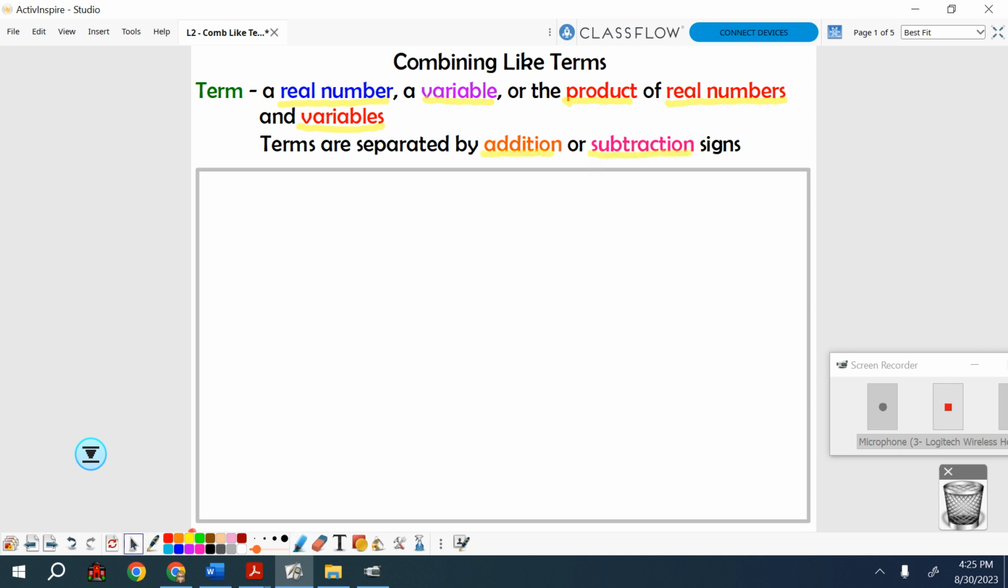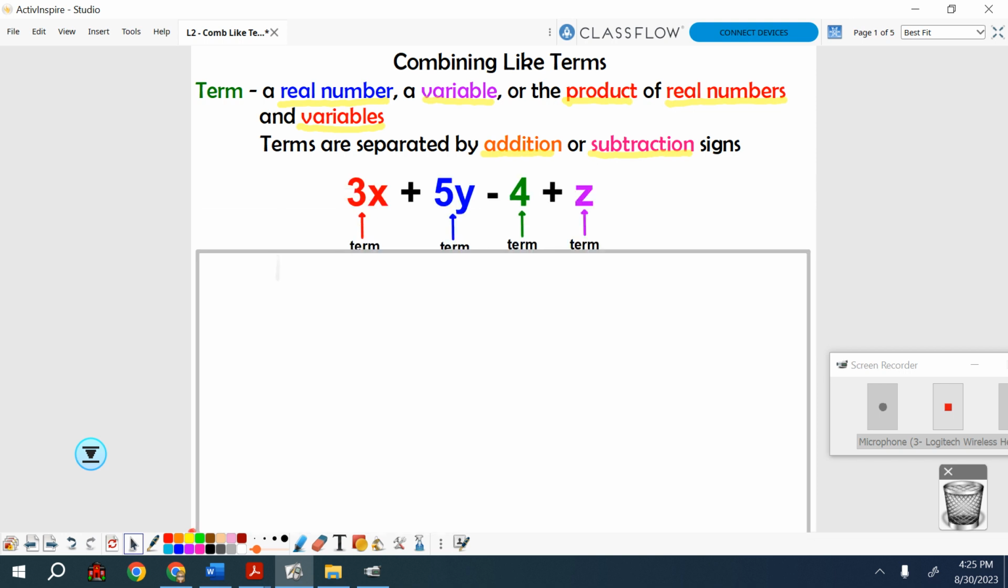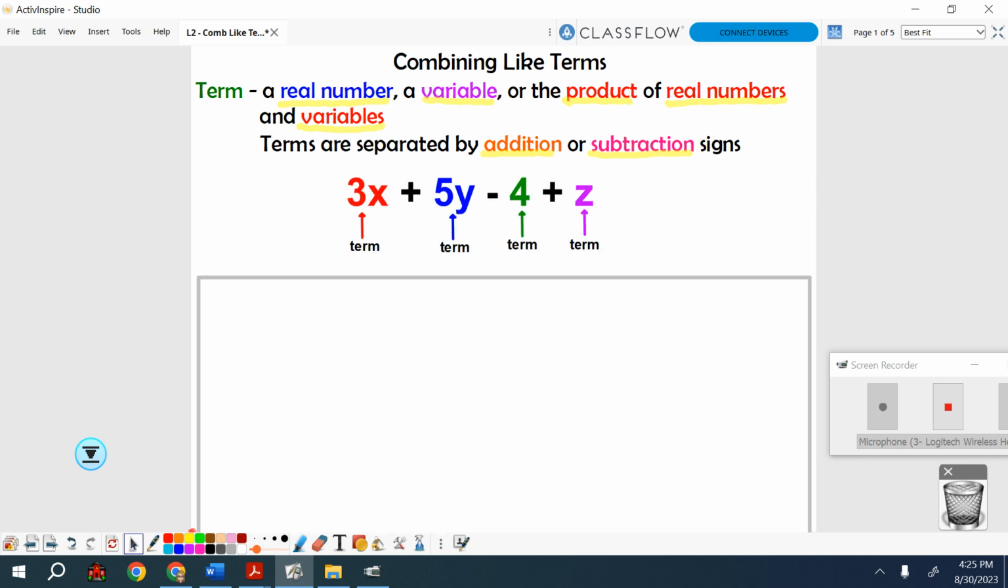So let's look at what I'm talking about here. Okay, these are all examples of terms. So when I said a term could be a real number, that's this term right here. Okay, technically, it's this term right here. Oop, nope, I liked it better the first way. Okay, this term is a 4, and I'll explain why I changed that. So that's a real number. A variable is going to be this term right here, just a letter all by itself.